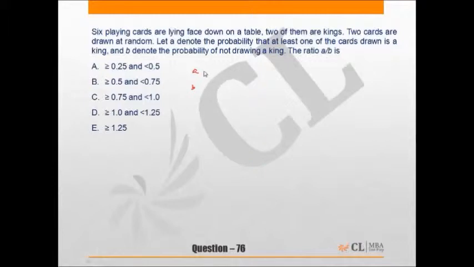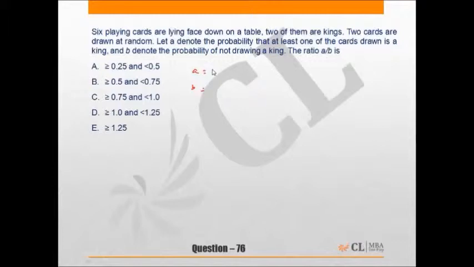So first of all we have to find the value of A and then B and then the given ratio. Here A is the probability of drawing at least one card of king. So at least one means either we have to draw exactly one card of king or exactly two cards of king.